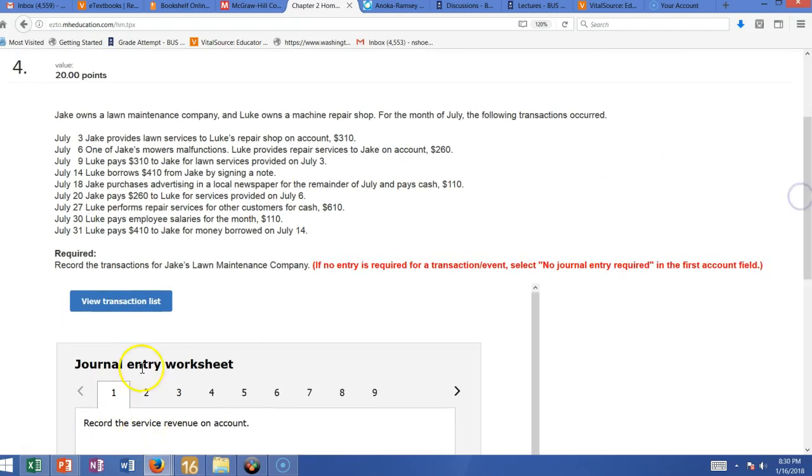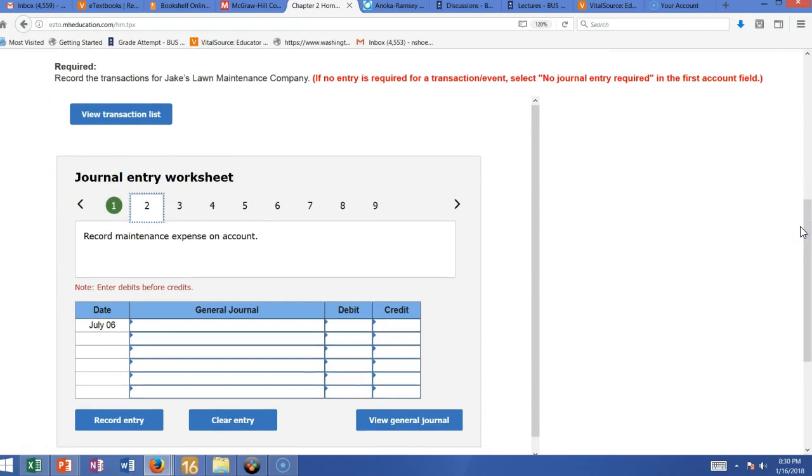Number 2, see, you click over here. One of Jake's mowers malfunctions. Luke provides repair services to Jake on account. Guys, we're Jake. Okay? What happens? Someone did a repair for him, didn't they? Accounts payable gets what? Debited or credited? Credited. What's the debit? Is there a repair expense in here?